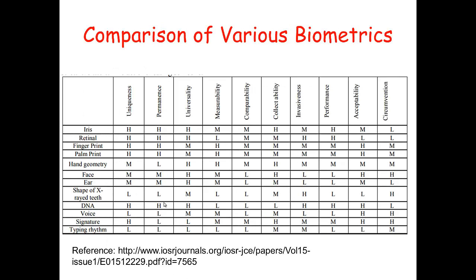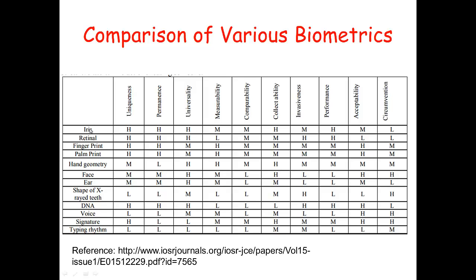I got this table from some paper. They show the performance of different biometrics. For example, for iris, the uniqueness is high, the permanence is high, the universality is high, the measurability is middle, the comparability is middle, the collectability is high, the invasiveness is middle, the performance is high, acceptability is middle, the circumvention is low. The circumvention is low, that means it's good because it's difficult for you to make an artificial iris.